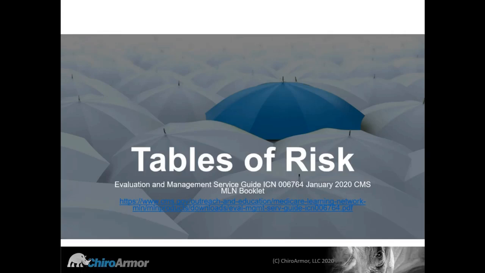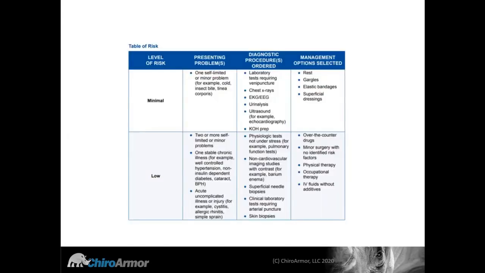CMS put this out, and this is the most updated version here. You can click on this link, go to it, and download it so that you have it readily available. January of 2020 is when they updated it, and it lays out in this table the level of risk. It lays out the presenting problem, and that should look familiar to us, right? We talked about complexity of problems, and so it helps lay out that complexity. And then it goes on to talk about the diagnostic procedures performed, and the management options selected.